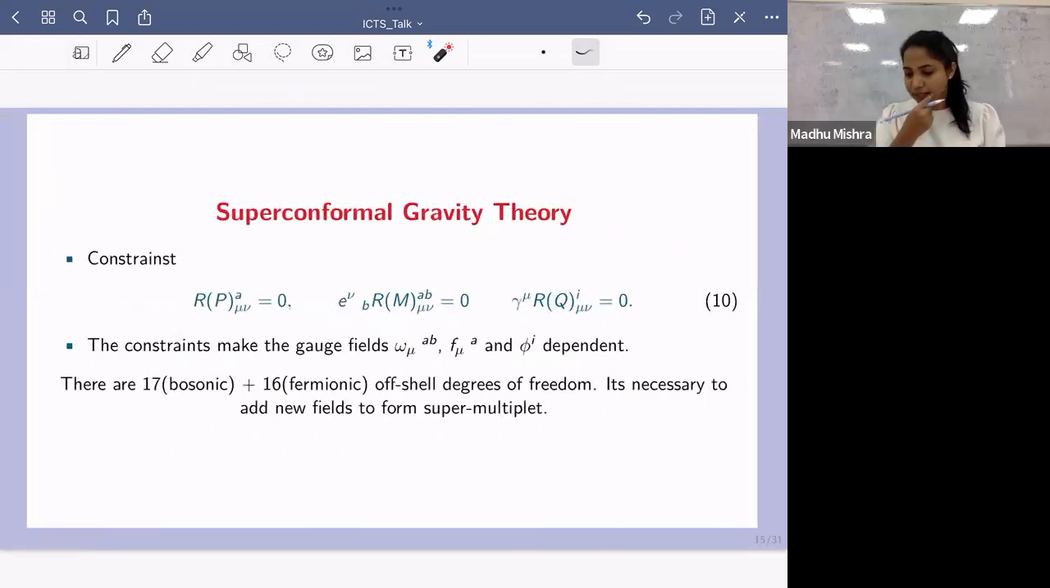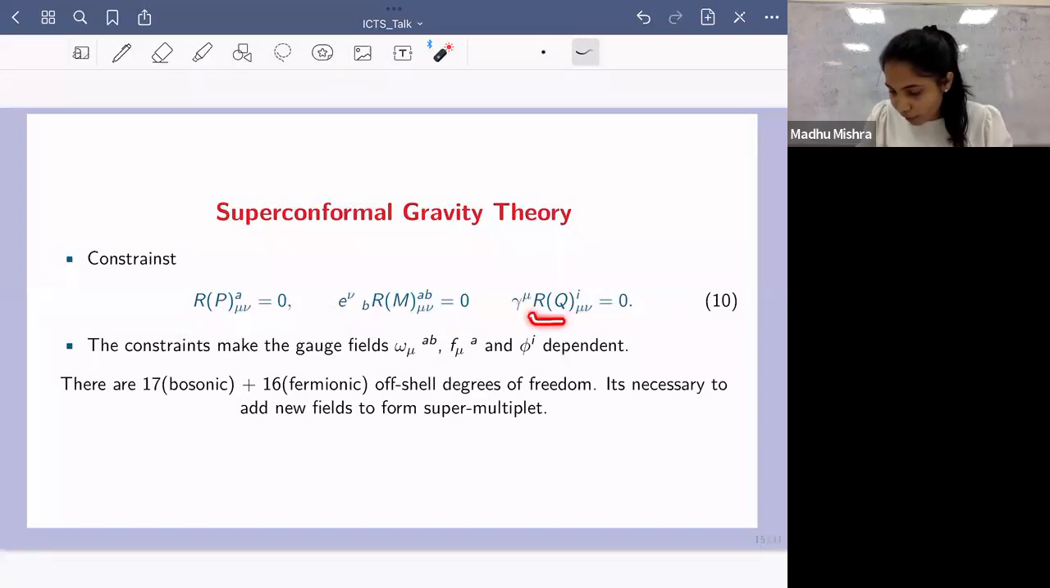Now again, we will do the same thing. To go from conformal gauge theory to conformal gravity theory, we will impose a constraint on the curvature of local translation, and to lessen the degrees of freedom, because we can obtain F mu A algebraically from this constraint, we will impose this constraint.